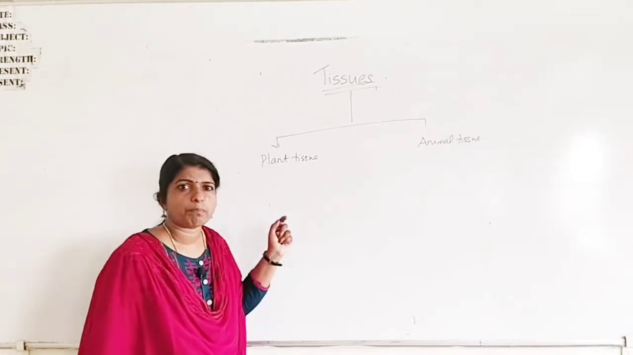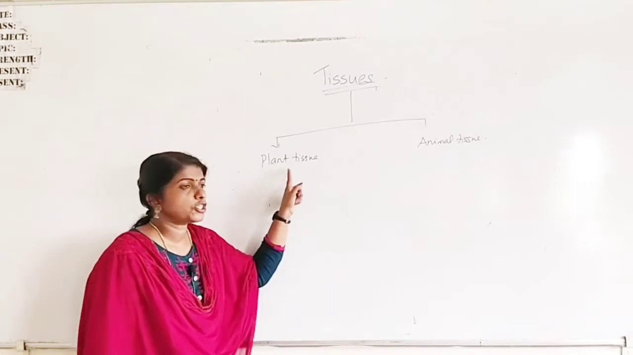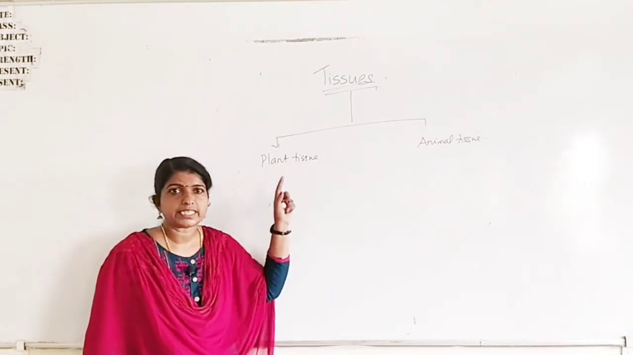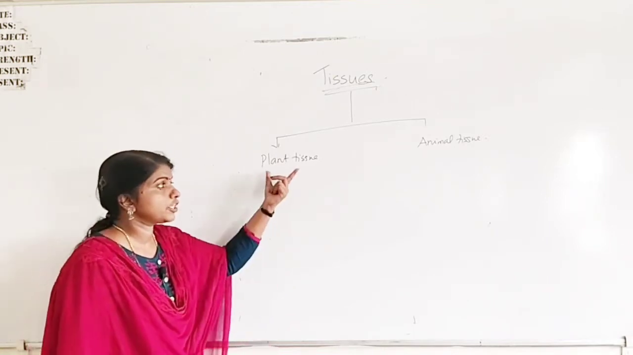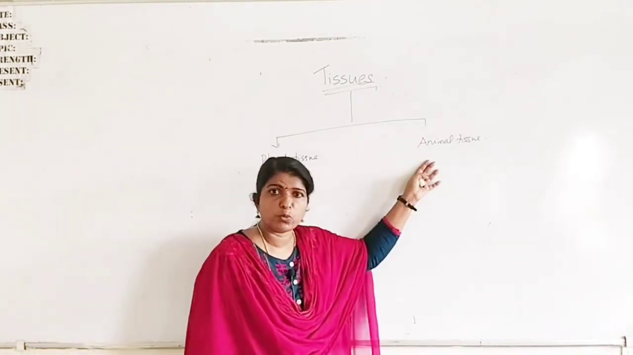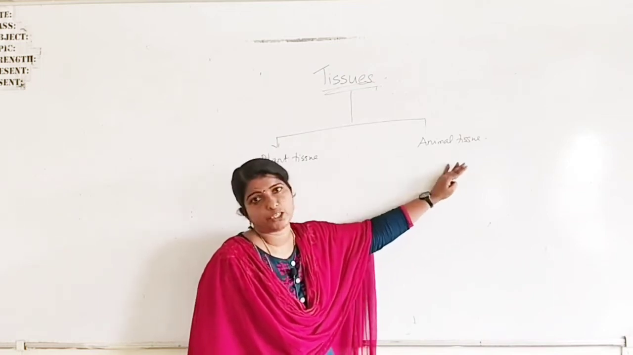First thing, plants are fixed. They are not moving. So most of the tissues in plants are supportive in nature. It provides mechanical support. That type of tissues are present in the plants. But here animals are moving. So most of the tissues are living tissues here.